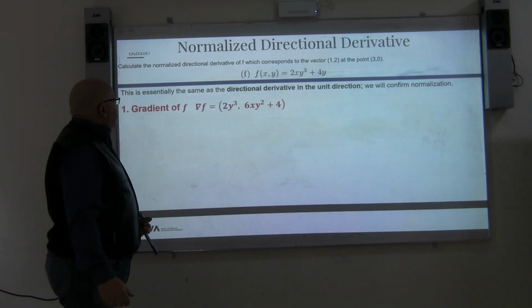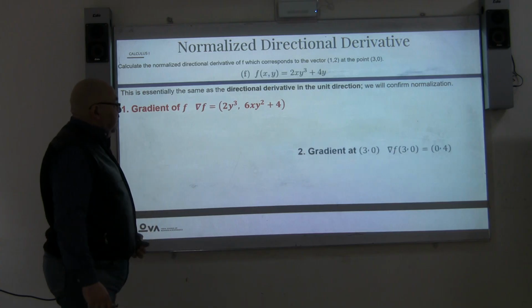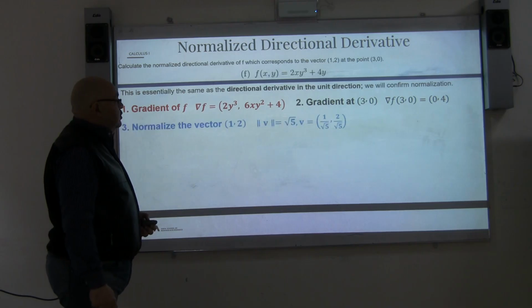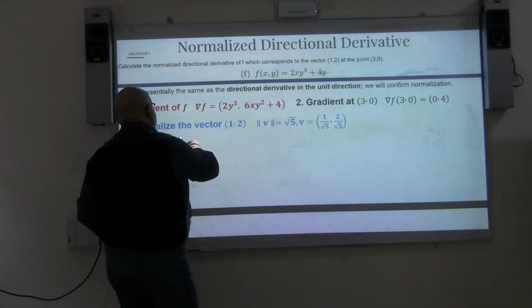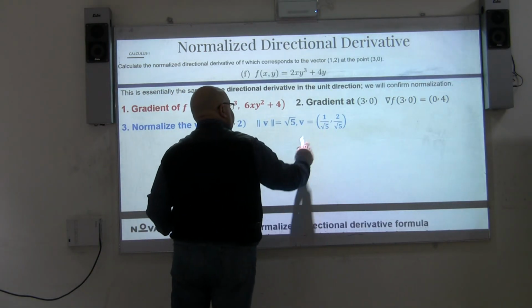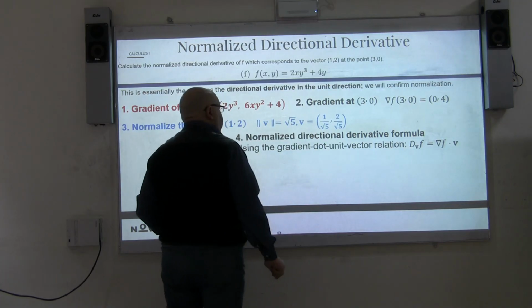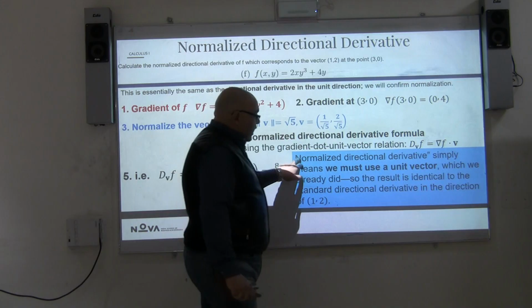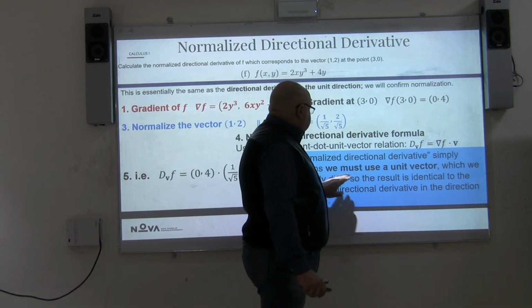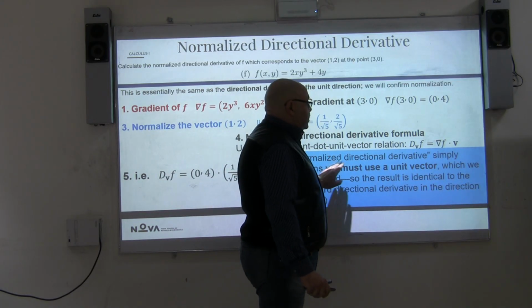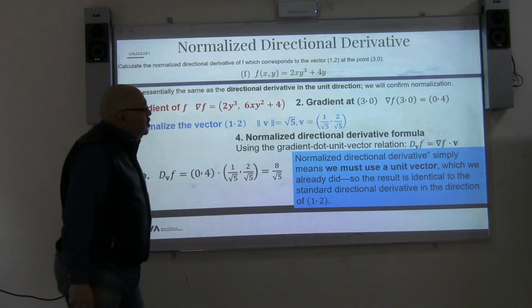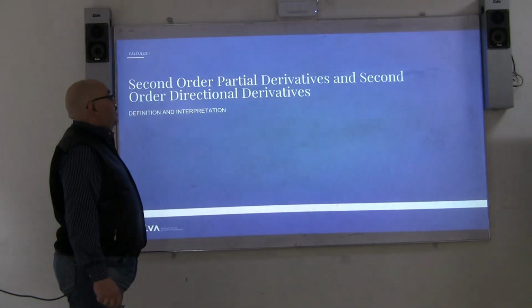So once more, essentially, I will get the gradient vector. Then I will substitute in order to get the values. I will get the normalized form of the vector. Then I will multiply both of them together. Once more, we use the normalized directional derivative. Simply, we use the unit vector in order to make it easy for comparisons, especially between more than one case.